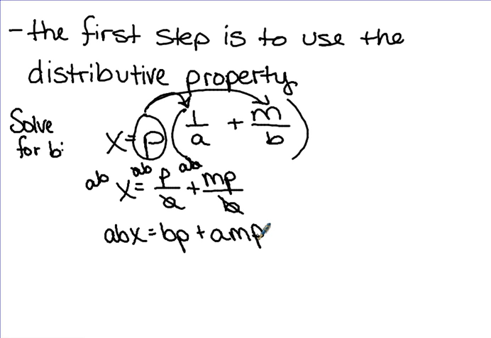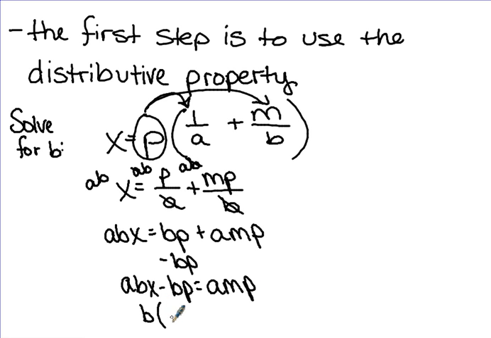Again, we're solving for b, so we want to get b by itself. I'm going to subtract bp from both sides. So I have abx minus bp equals amp. And then just to get that b by itself, I'm going to factor out b, which leaves me with b times ax minus p equals amp. And finally, I want to divide by ax minus p on both sides. And that is going to be my final answer, b equals amp over ax minus p.